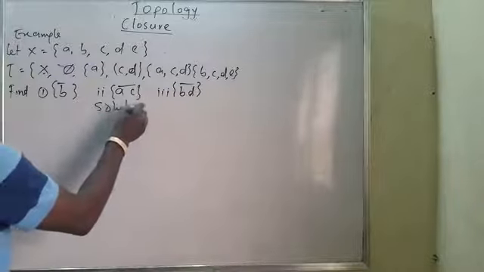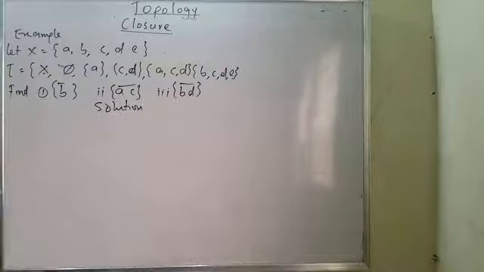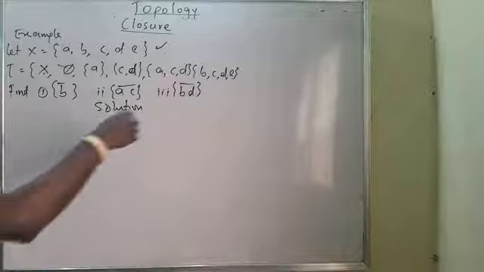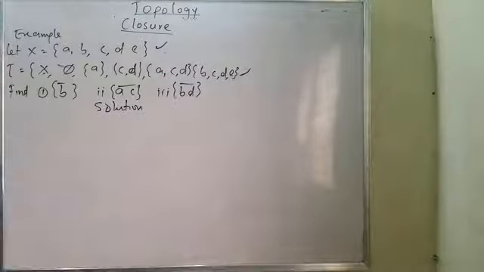Solution. Because of my space, I will manage this board. Don't forget, my X is given, and this is my tau. Those two things are very, very important at this point. Since I have those two things, I will now continue.